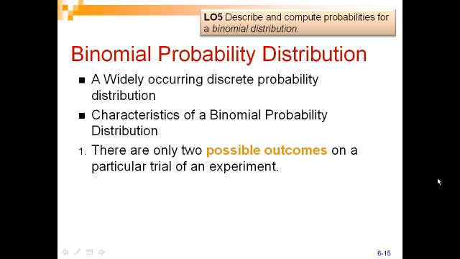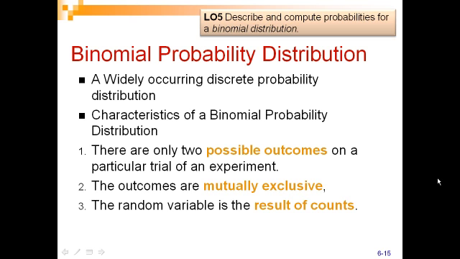For example, the statement in a true-false question is either true or false. The outcomes are mutually exclusive, meaning that the answer to a true or false question cannot be both true and false at the same time. The random variable is the result of counts. That is, we count the number of successes in the total number of trials.